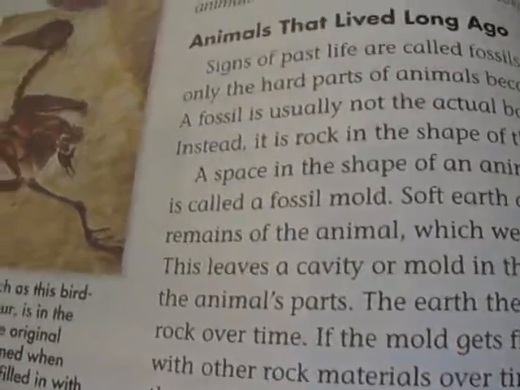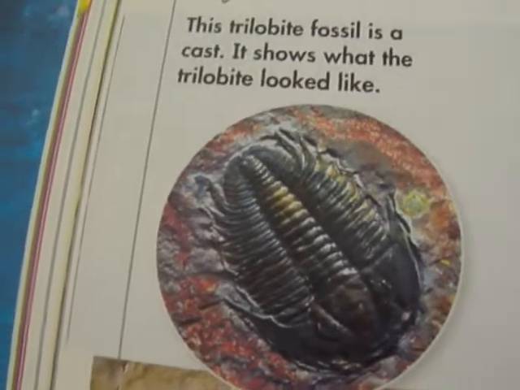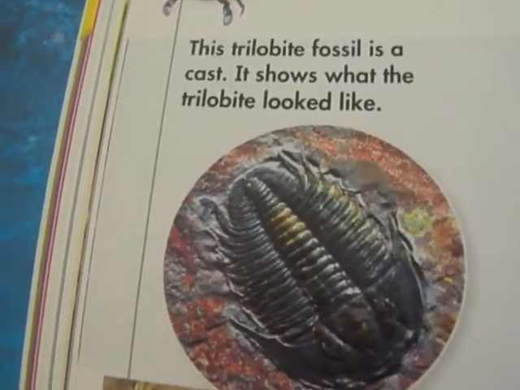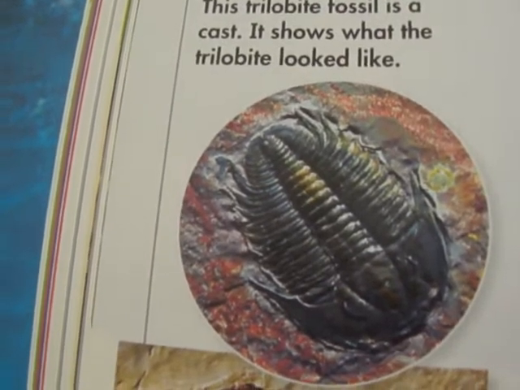And here are some examples of animal fossils we have on page 54. This trilobite fossil is a cast. It shows what the trilobite looked like.